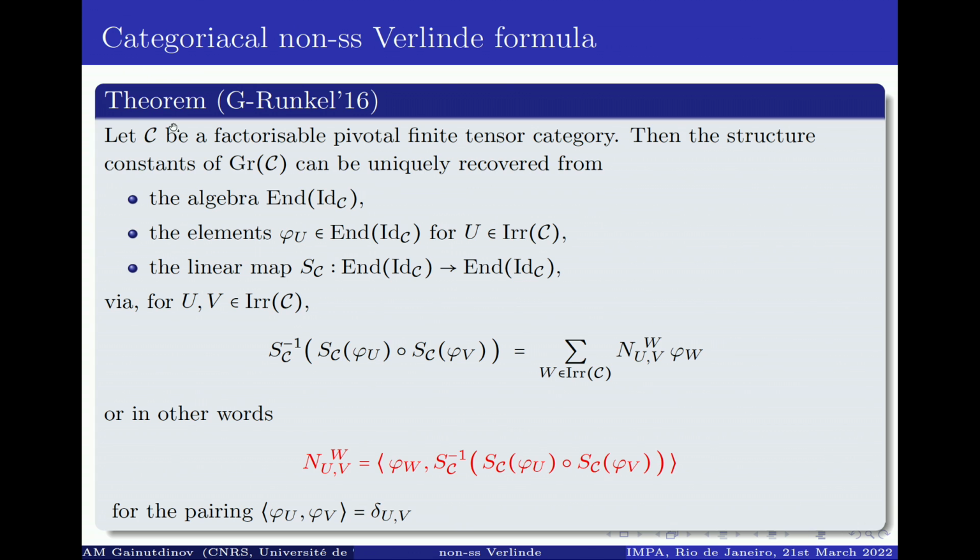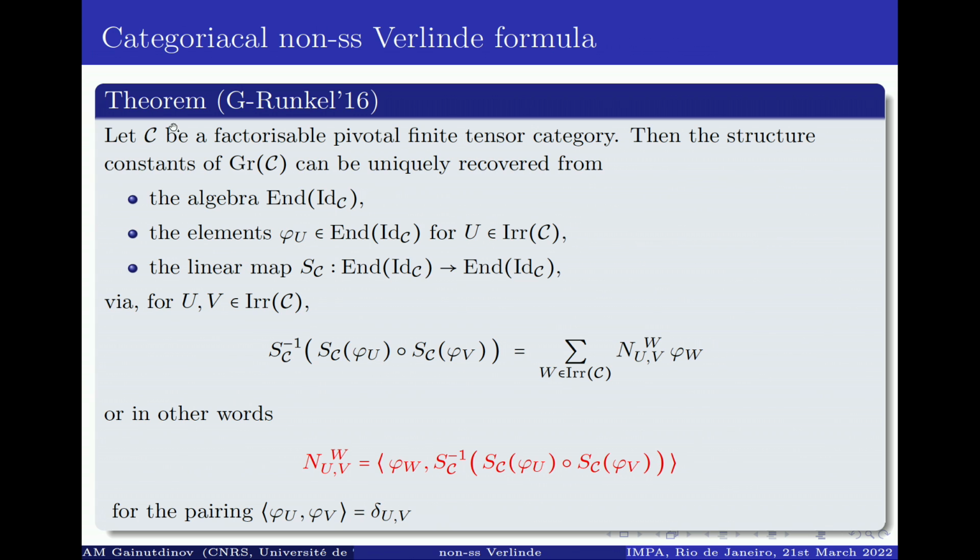First of all, we should know the algebra of endomorphisms of the identity functor. Then we identify these elements, phi u, the special elements in this algebra. It's a finite dimensional commutative algebra. We also have the linear map S_C, Lyubashenko's categorical S transformation. And we have the following statement: multiplication of images of these internal characters by the S transformation and then applying the inverse of the S transformation decomposes again on these internal characters with structure constants N_UV^W.